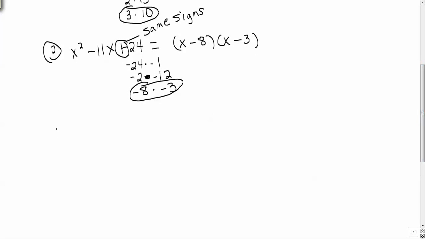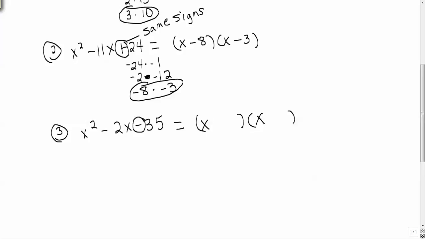Okay, number 3. x squared minus 2x minus 35. Okay, we know we're going to multiply x times x to get x squared. Now here, the sign of the last term is negative. That means that they have different signs. So one of them is going to be positive, and one of them is going to be negative. You don't know which one, though.